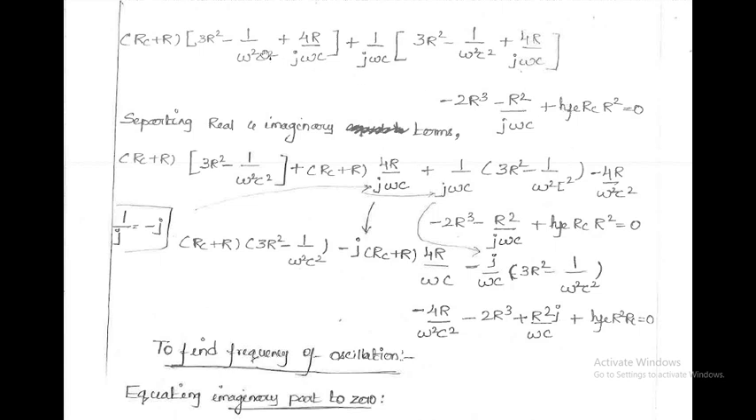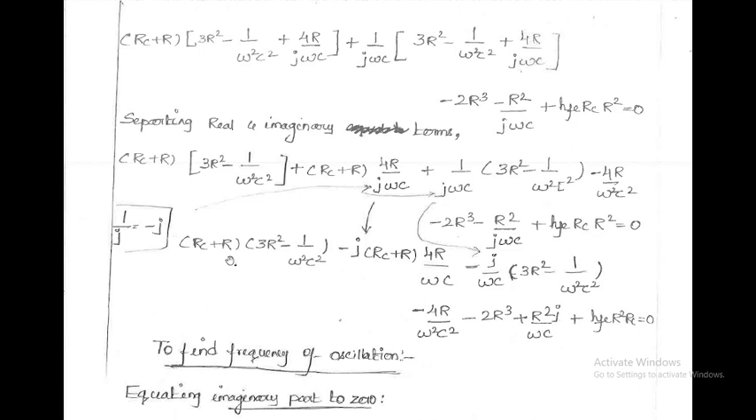This is the important term. In this term, we are going to separate the real and imaginary terms. Yes, this is the equation. After this, we can apply the formula 1 by J equal to minus J. After applying this value in this equation, we can get the equation as this one.